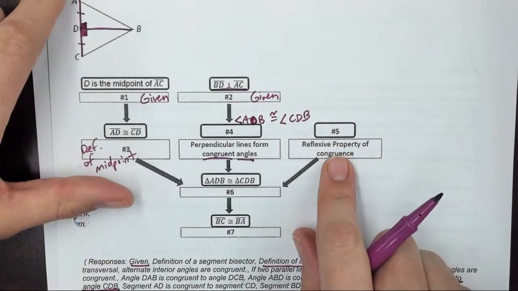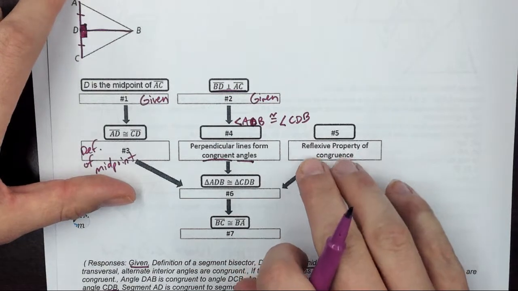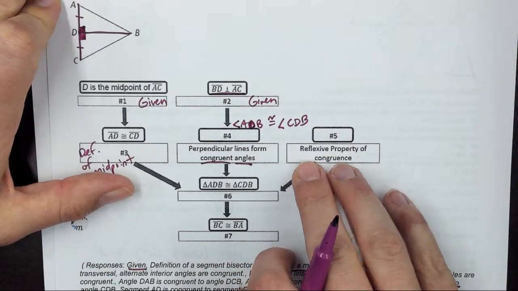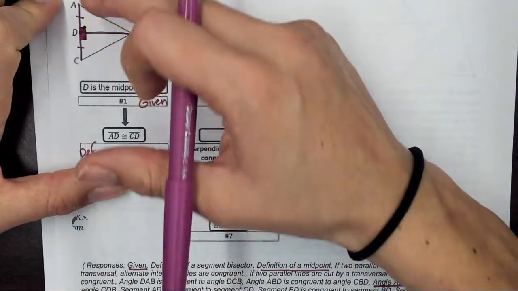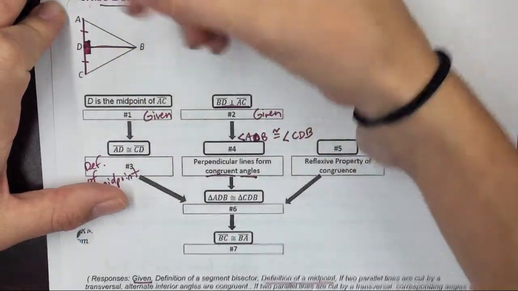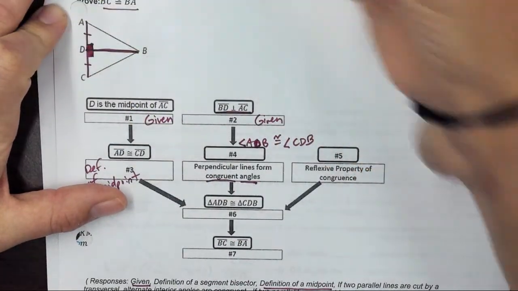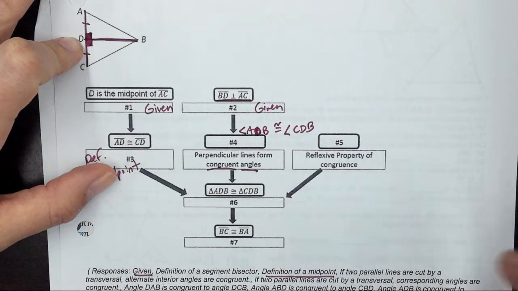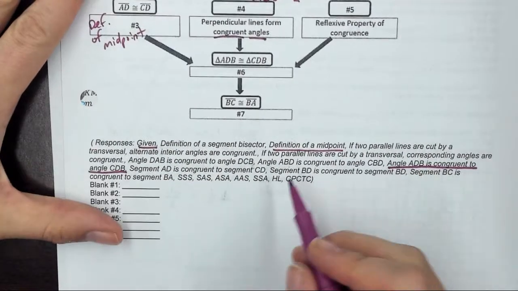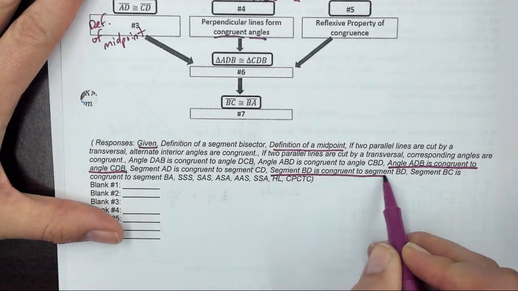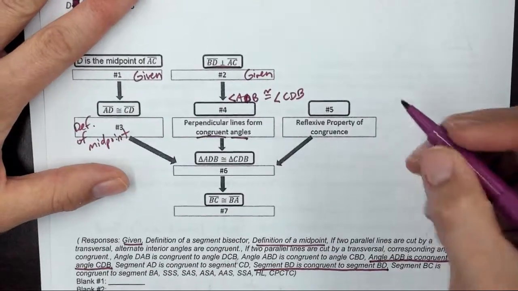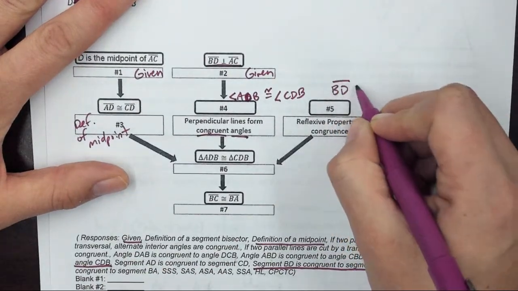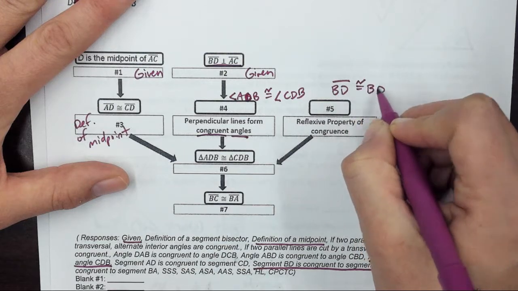Number 5, reflexive properties. We talked about reflexive is when two triangles share the same either angle or side. These two triangles share the same side, and it is DB. So I'm looking for something like segment DB is congruent to DB. Well, if I look down here, they said segment BD is congruent to segment BD, same thing. So I'm going to write BD is congruent to BD.